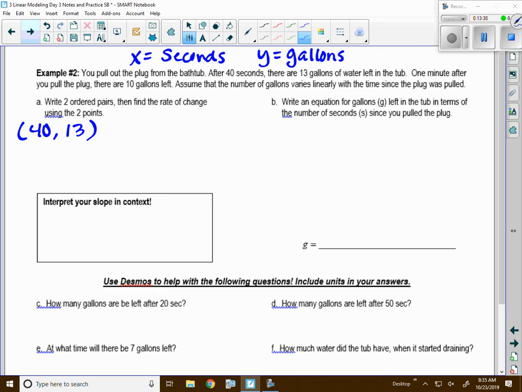One minute after you pull the plug, there are 10 gallons left. So what's that coordinate point going to be? Not 1. Okay, so think about it. The first one was in seconds, and we just set up here X is seconds. So you have to make sure you use 60 instead of 1. A little tricky there, okay? And then 10 gallons left for that Y value. So really be careful on your labels for these.